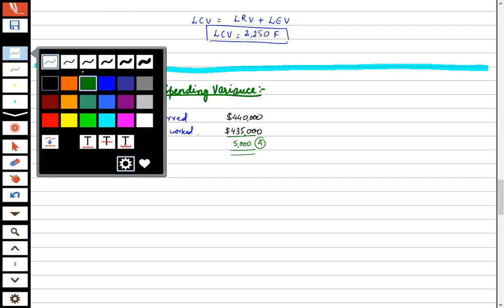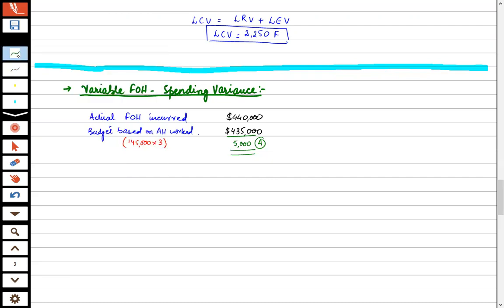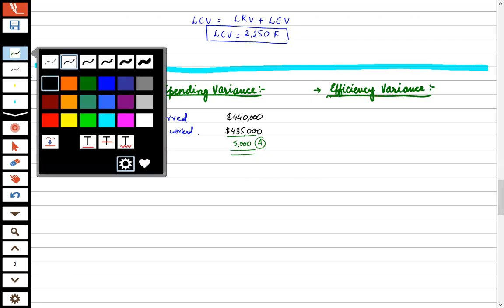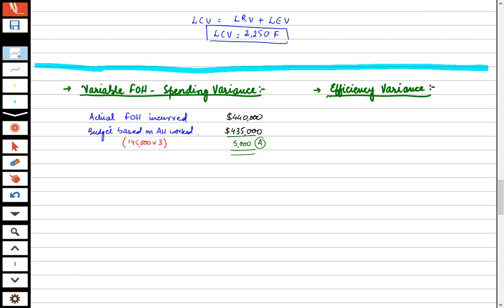Now the second one is what we did yesterday. That was the variable FOH efficiency variance. Efficiency variance again: budget based on actual hours worked. This amount of 435,000 will be written here again. I am directly writing it.